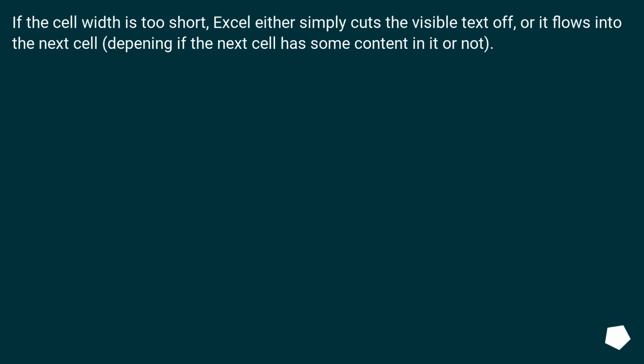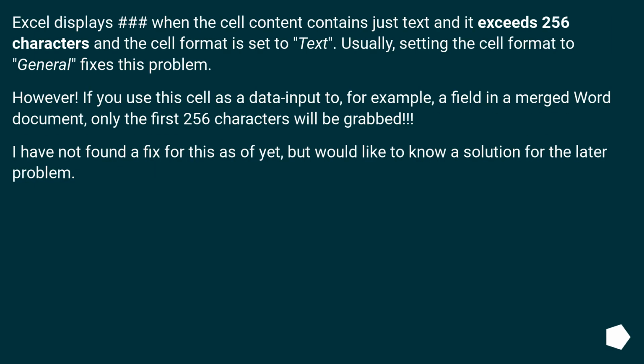If the cell width is too short, Excel either simply cuts the visible text off, or it flows into the next cell, depending on if the next cell has some content in it or not. Excel displays hash when the cell content contains just text and it exceeds 256 characters, and the cell format is set to text. Usually, setting the cell format to general fixes this problem. However, if you use this cell as a data input too, for example, a field in a merged Word document, only the first 256 characters will be grabbed. I have not found a fix for this as of yet, but would like to know a solution for the latter problem.